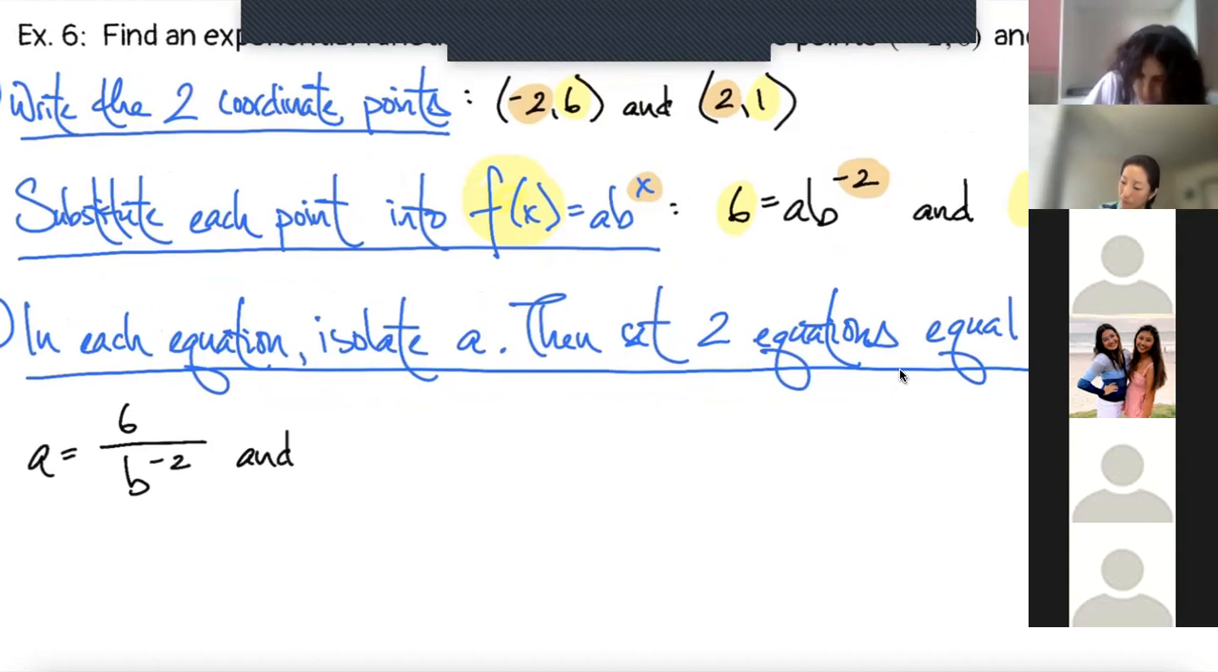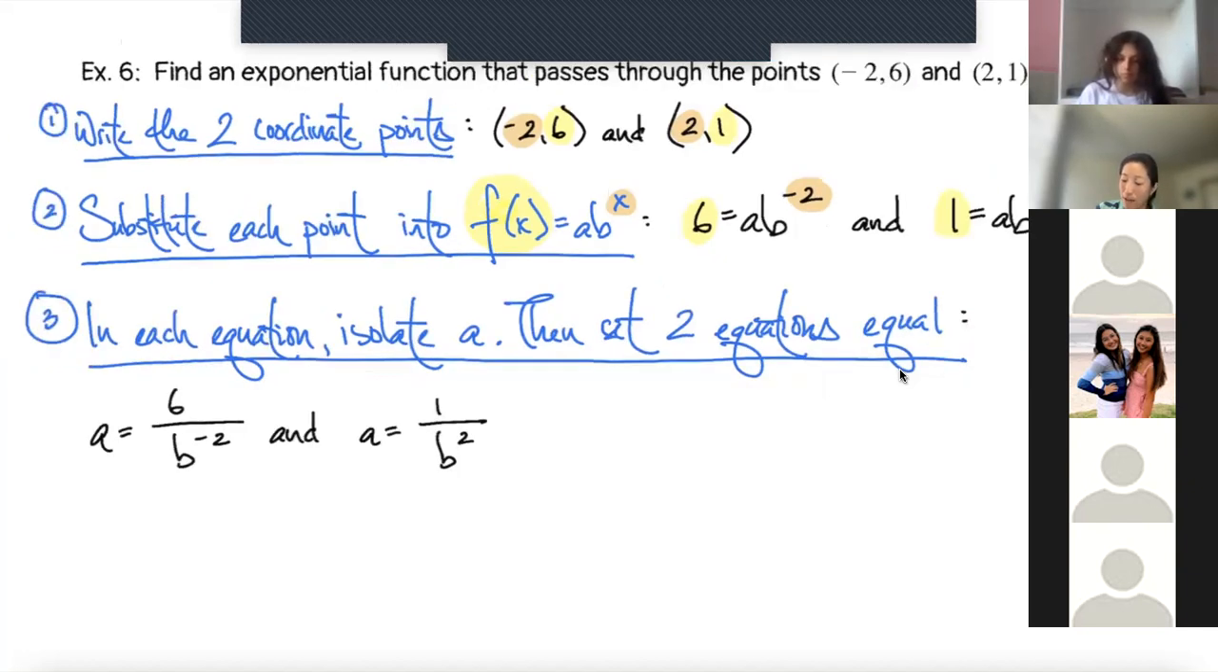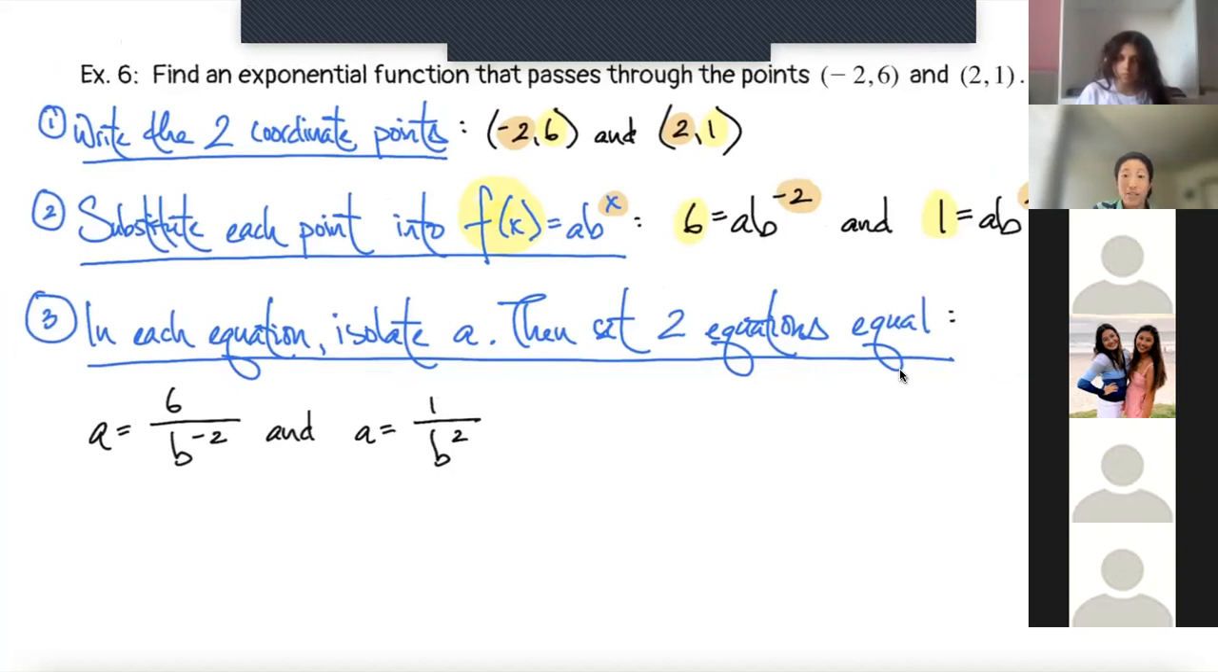A over B to the 2. So I want to get A all by itself here. A equals 1 over B squared. We're going to divide away the B squared, right? So we'll get A equals 1 over B squared. Okay, so we've isolated A in each equation.